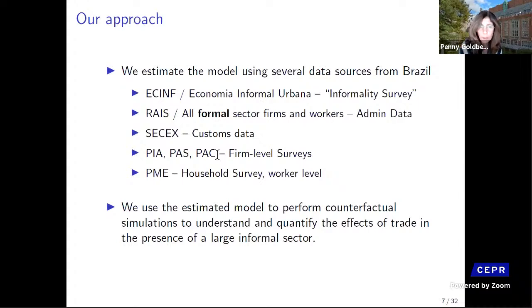What about the informal sector? So again, the advantage of Brazil is that we have some good data, not perfect data, but some good data on the informal sector. And one of them is the ECINF. Very briefly, you can think of the ECINF as being the equivalent of RAIS in some sense, but for small firms, for firms up to 5 workers. It's a survey that captures both formal and informal firms. So we have information on informality. Firms are asked about their informality status, and they're also asked whether individual workers are formal or informal.